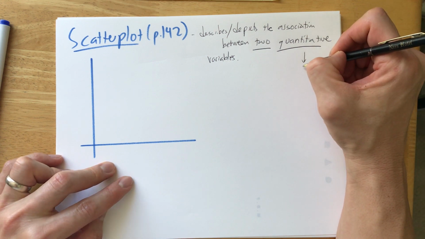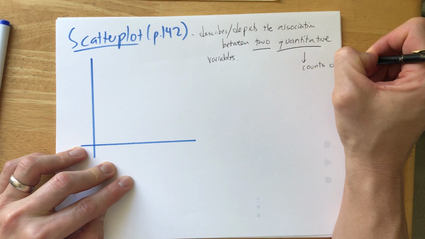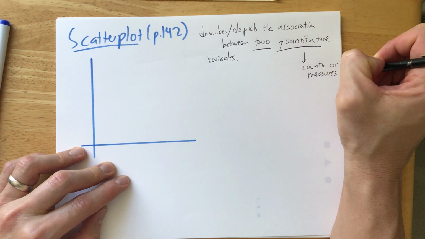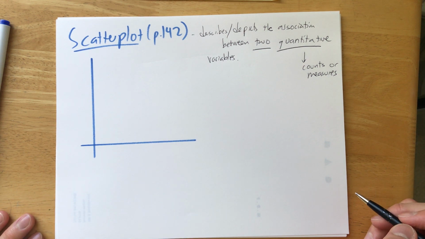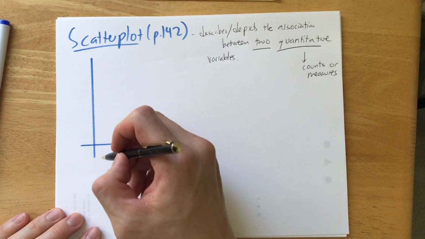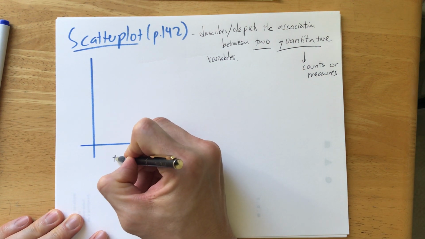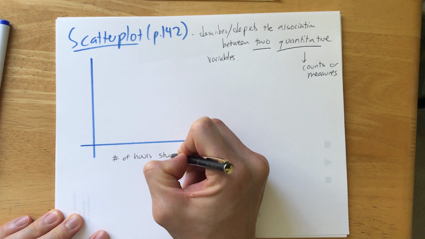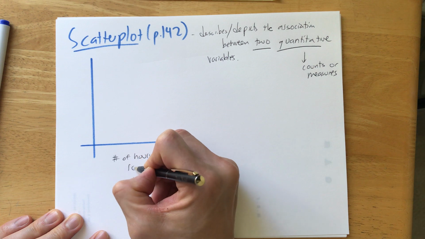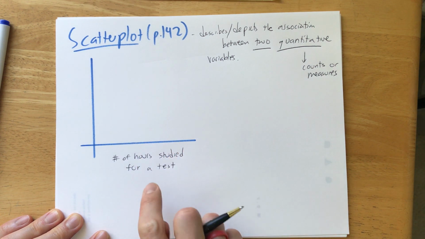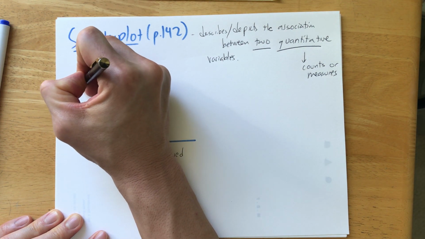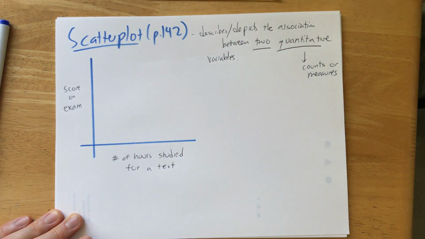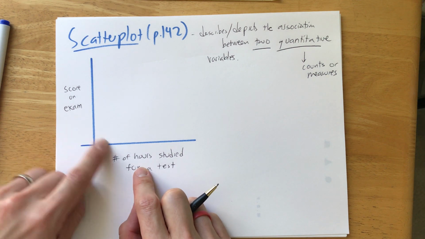Hopefully you all remember quantitative. It's a variable that counts or measures. Height, weight, number of pimples on your face, things like that. Okay, so not eye color, hair color. We're looking for the association or relationship between two variables. So for example, we can say something like number of hours studied for a test. Okay, is that quantitative? It sure is, right? It measures how many hours you studied, and then also your score on the exam. Okay, are these two clearly quantitative? And we have 2, right?